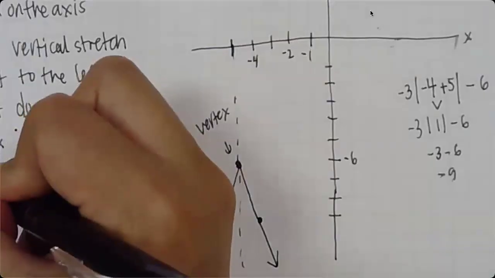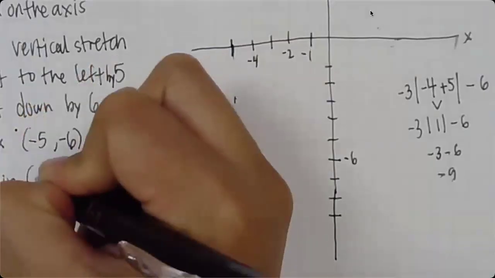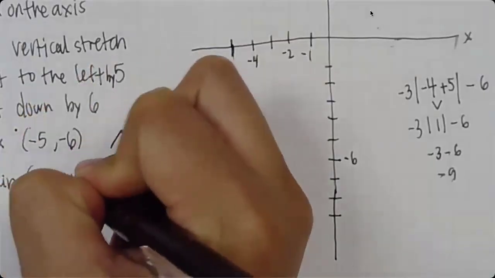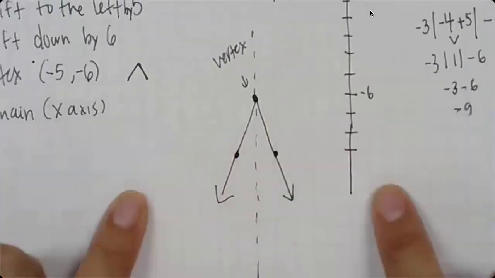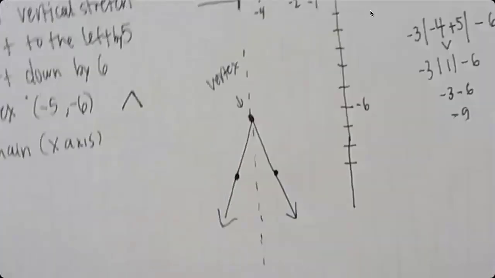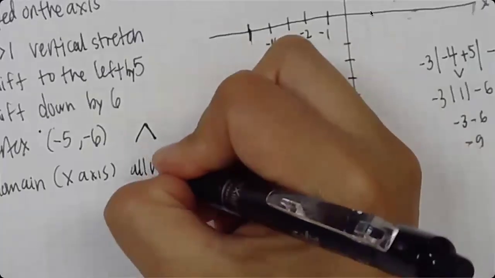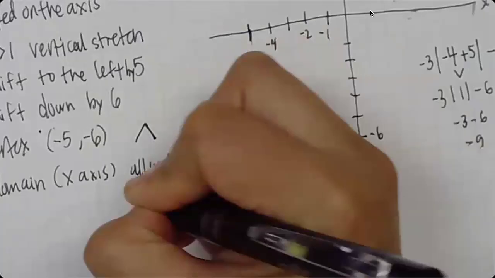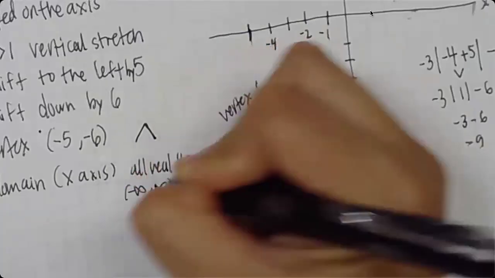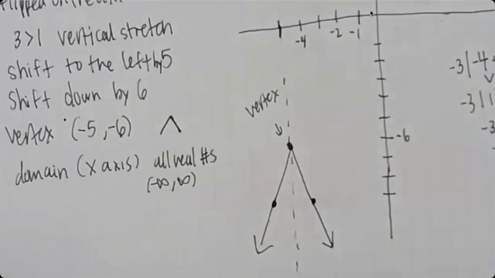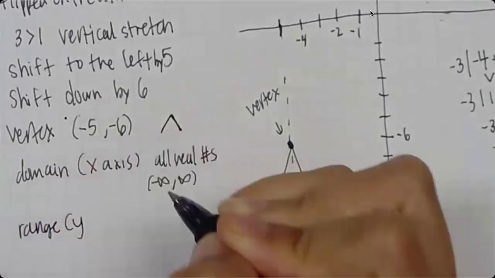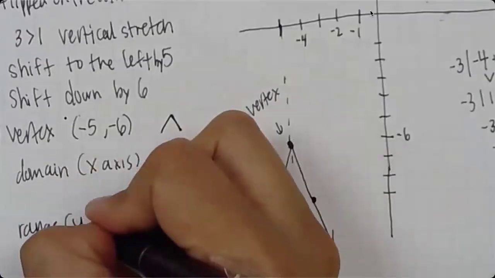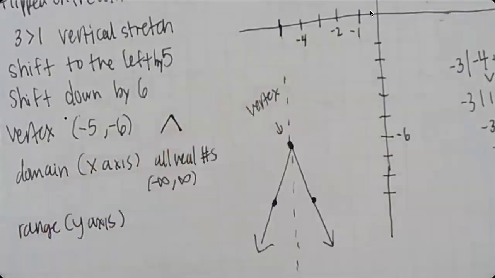So my domain is related to my x-axis. And if I look at it, this is going to go on forever on the x-axis. So it's all real numbers. Or I could also write it as -infinity, +infinity. Okay. Now, when I'm looking for my range, those are my y. It's like the numbers on my y-axis, which ones are being picked.